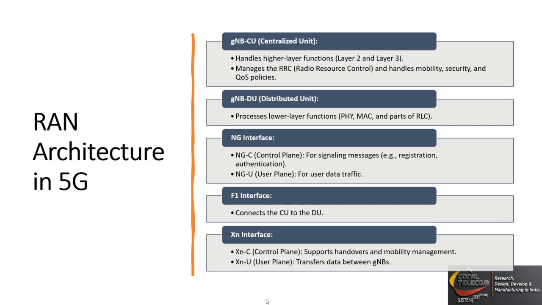So CU will manage whether this is a high priority packet or a lower priority packet. According to that, it can allocate the resource to the user equipment or any other devices connected to the 5G RAN subsystem.